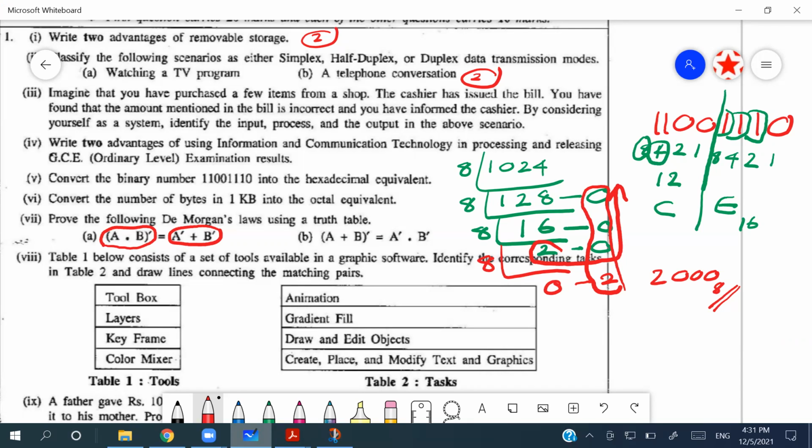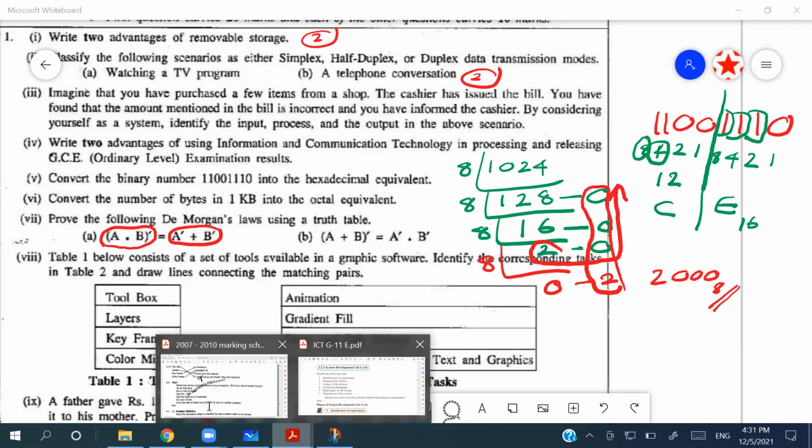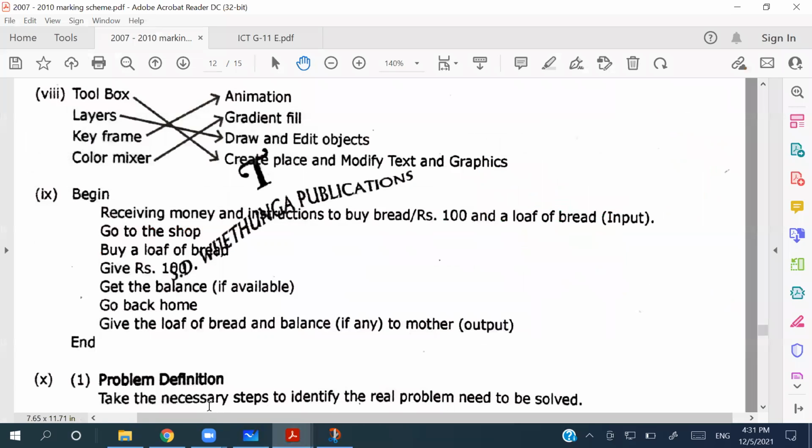So I go from the marking scheme. Toolbox is create, place, and modify text and graphics. Layers, draw and edit objects, right? Keyframe, it's regarding the animation. Color mixture, it is regarding the gradient fill, right? So yeah, to see whether you have connected correctly.